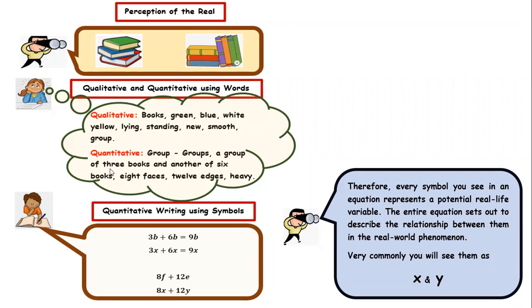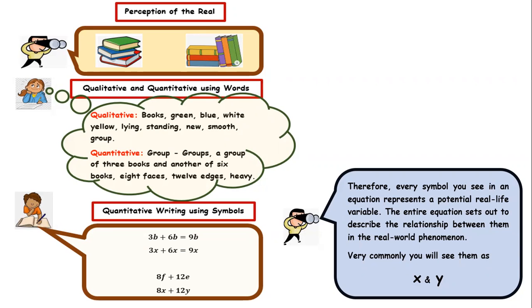Then you have quantitative perception. You'll be measuring and counting. So group would be singular, groups would be plural, a group of 3 books and another group of 6 books, 8 faces, 12 edges, heavy.